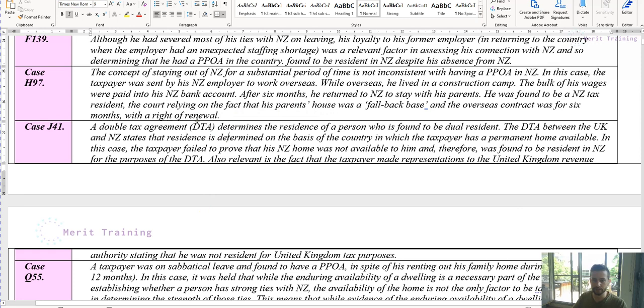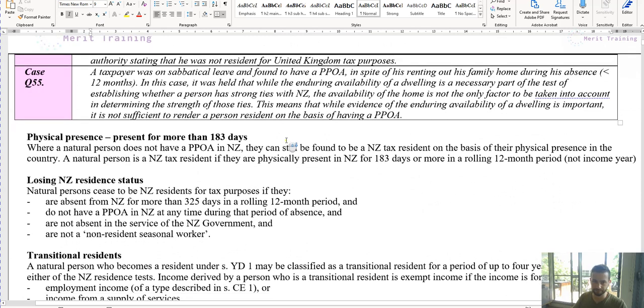So this case says that a DTA determines the residence of a person who's found to be a dual resident. The DTA between the UK and New Zealand, which was relevant for this case, states that residence is determined on the basis of the country in which the taxpayer has a permanent home available. In this case, the taxpayer failed to prove that his New Zealand home was not available to him and therefore was found to be a resident in New Zealand for the purposes of the DTA. Also relevant is the fact that the taxpayer made representations to the UK Revenue Authority stating he was not a resident for United Kingdom tax purposes. So it's basically just saying a DTA can determine your residence.